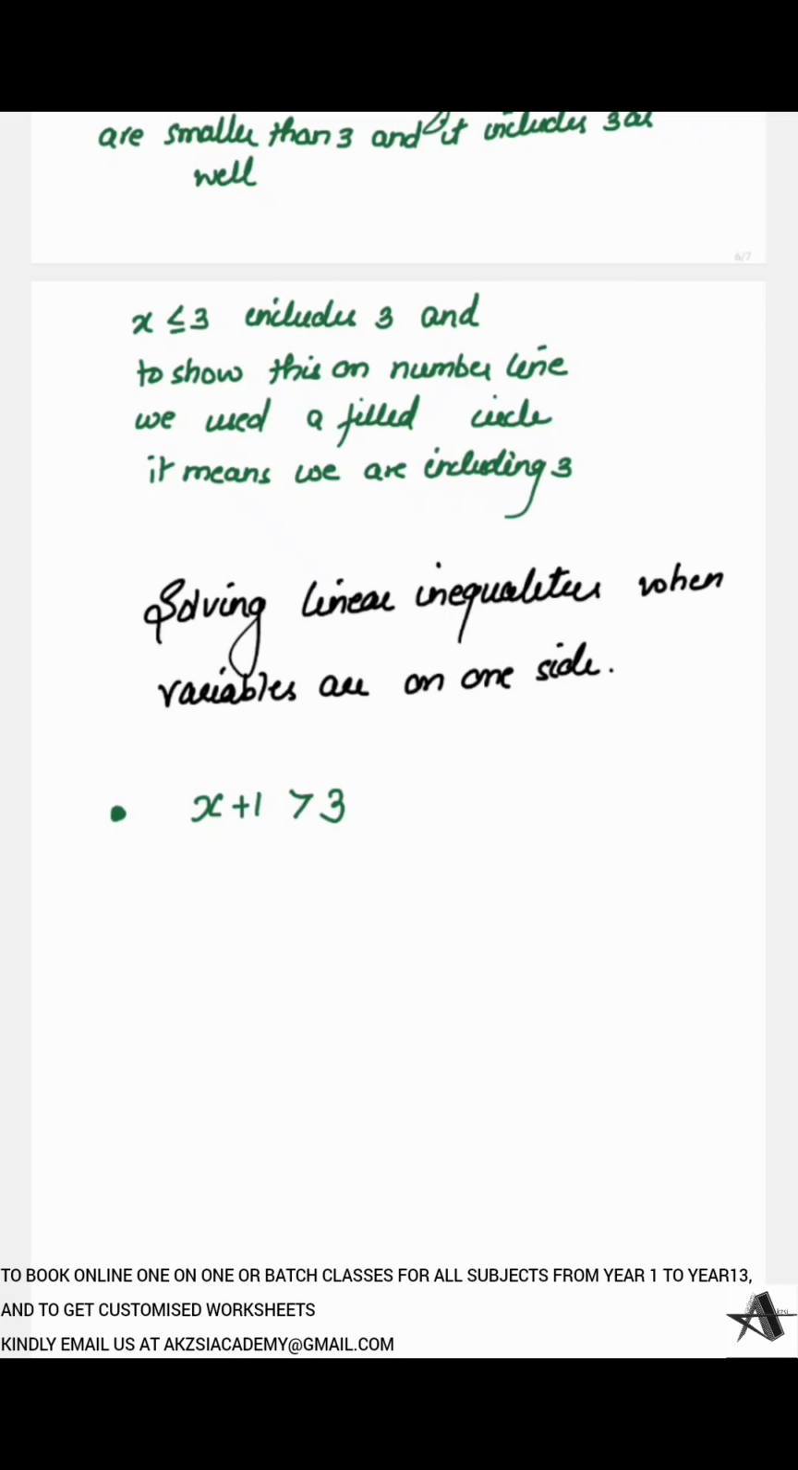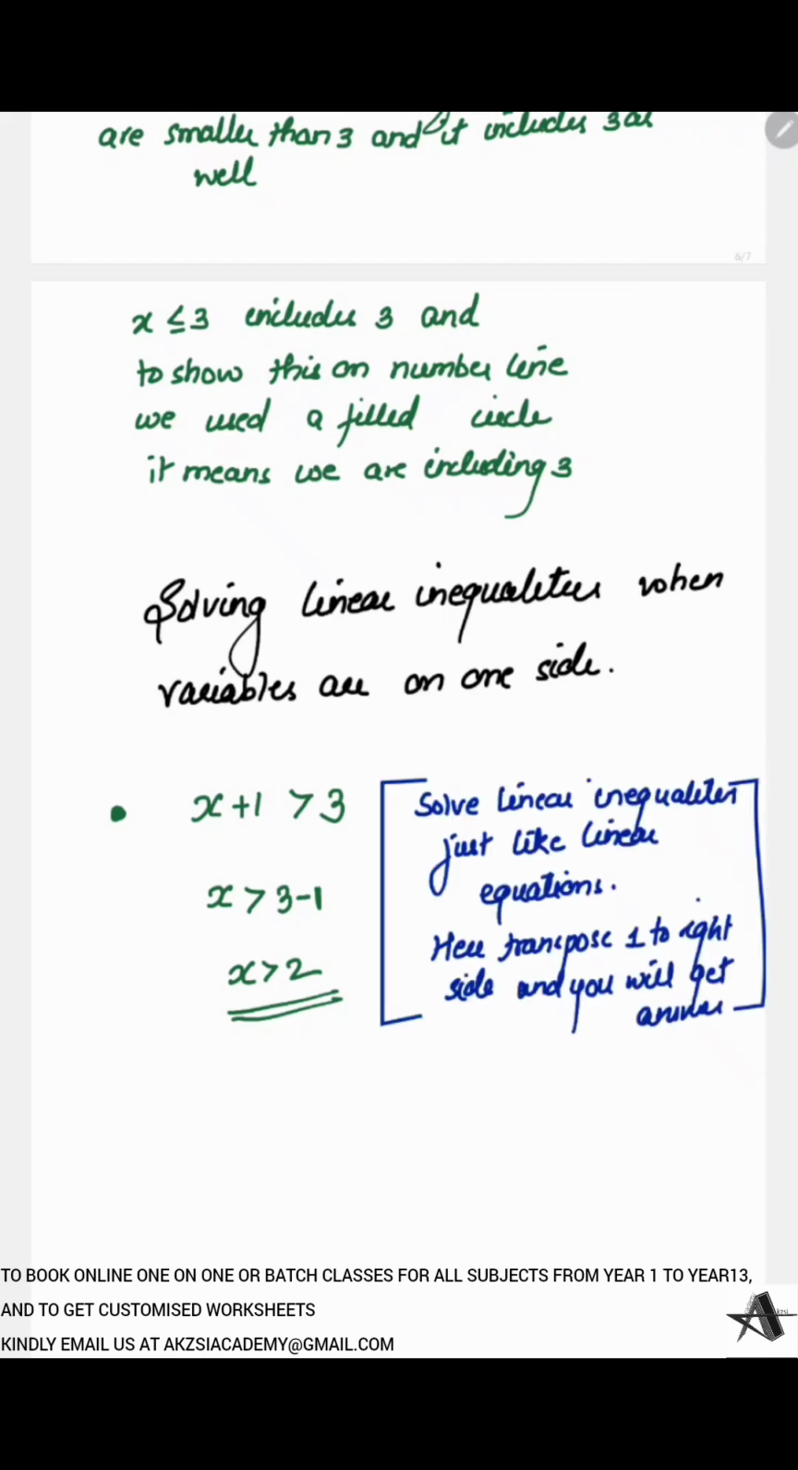If I'm doing it here, I'll transpose 1 to the right hand side, and on doing that, I'll get x greater than 3 minus 1. Whenever you transpose, the sign gets changed. So 1 was positive on the left hand side, it will become negative on the right hand side. So it will be x greater than 2. That's the solution of your inequality. So here you just need to transpose it, solve it just like how you solve any linear equation.